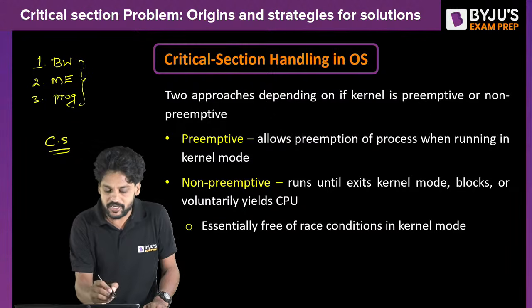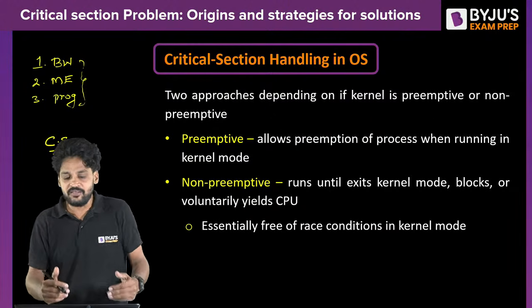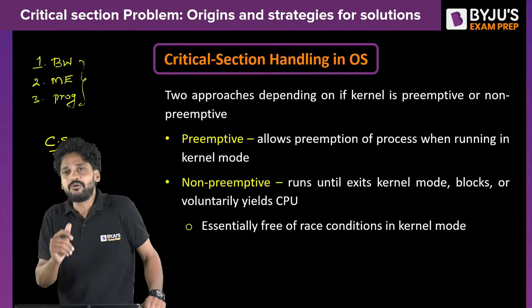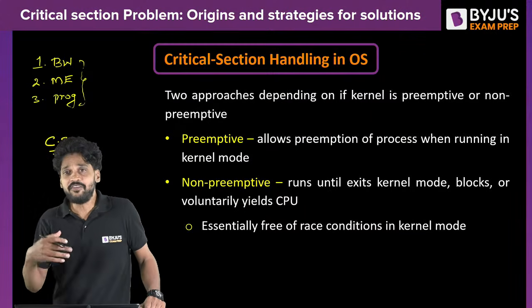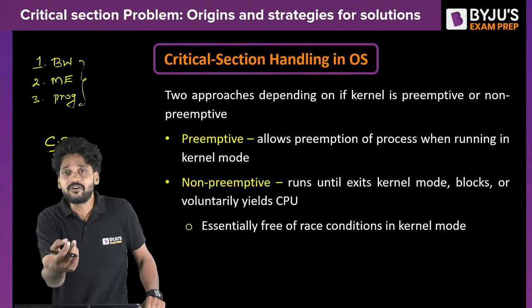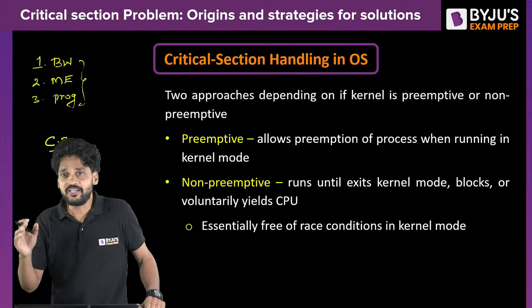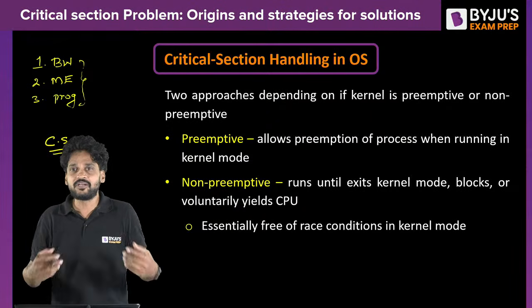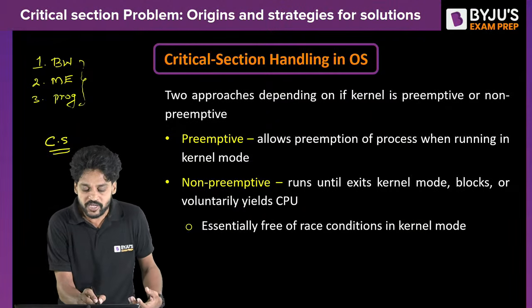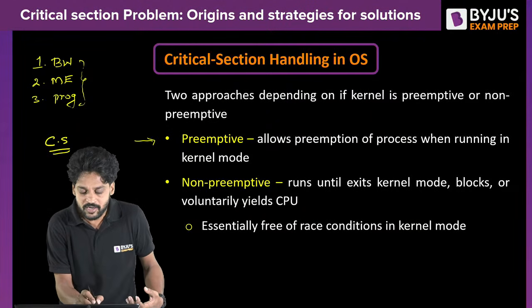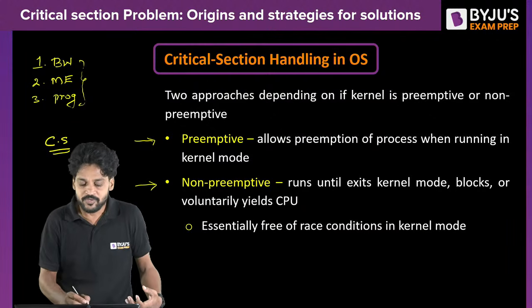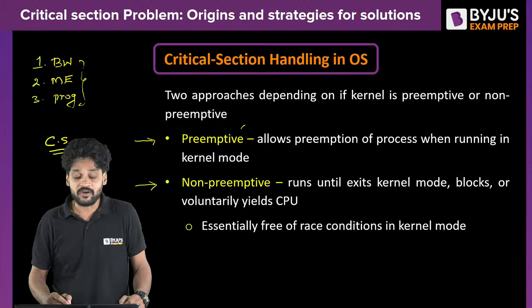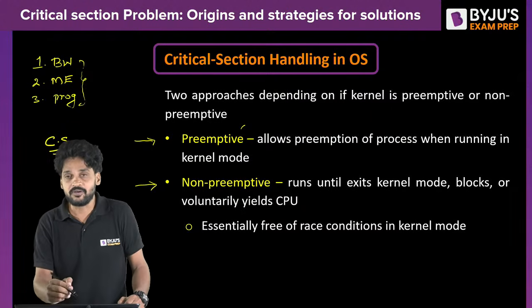Now also understand, when you design a solution to protect the critical section, you must also understand in which kind of kernel you are going to run your application. Whenever an operating system is developed, the operating system kernel can be of 2 types. One is a preemptive kernel and one more is a non-preemptive kernel. What is a preemptive kernel? Simple. I don't need to talk much about preemptive or non-preemptive kernels.